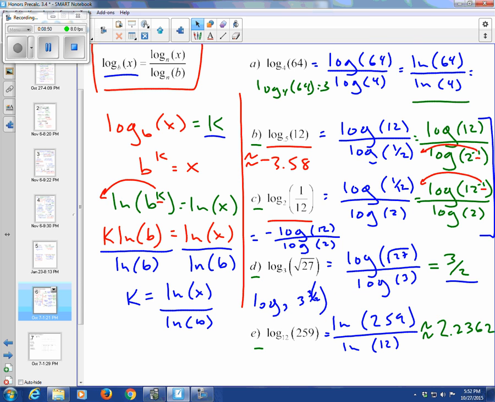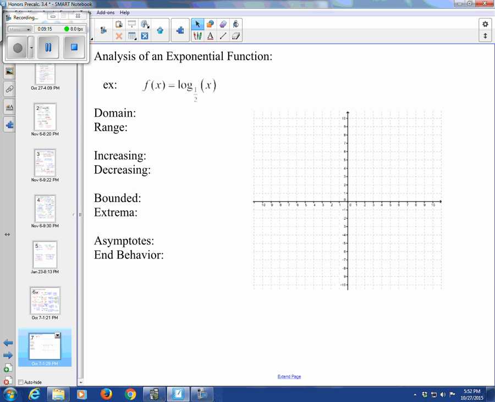And finally, in this last one, we can just type this guy into the calculator. Log base 12 of 259, and you can type that in either with change of base or with the log of the specific base 12, and you should get 2.2362. Okay, so a practical use of change of base, or, again, all of these things we can do in the newer calculators anyway.